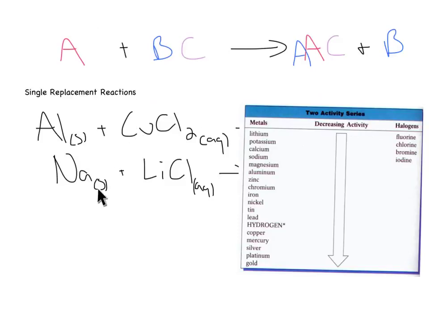However, if we look at this reaction, we see that lithium is higher on the list than sodium. Sodium is right here. And so since lithium is more attractive, it will stay bonded to the chlorine.